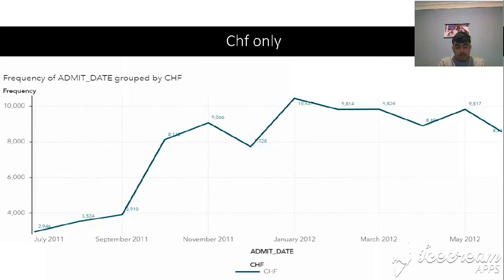The graph shows that the highest number of CHF patients were in January 2012. The number decreased in 3 months in May 2012.